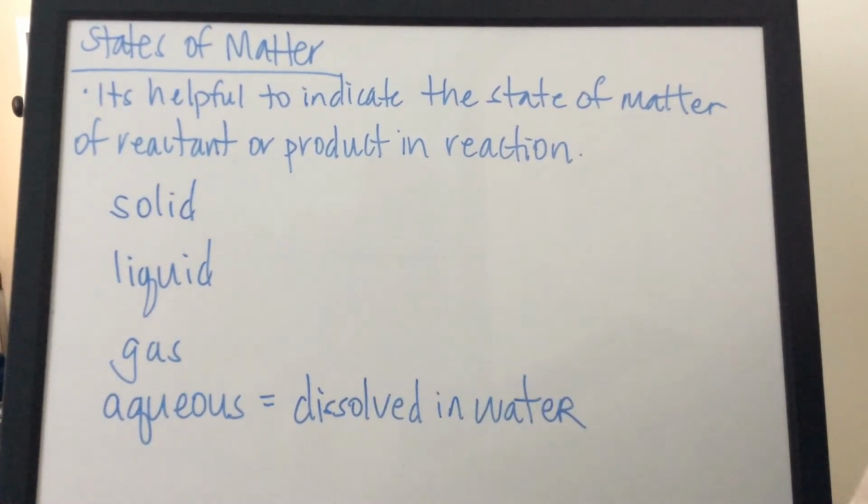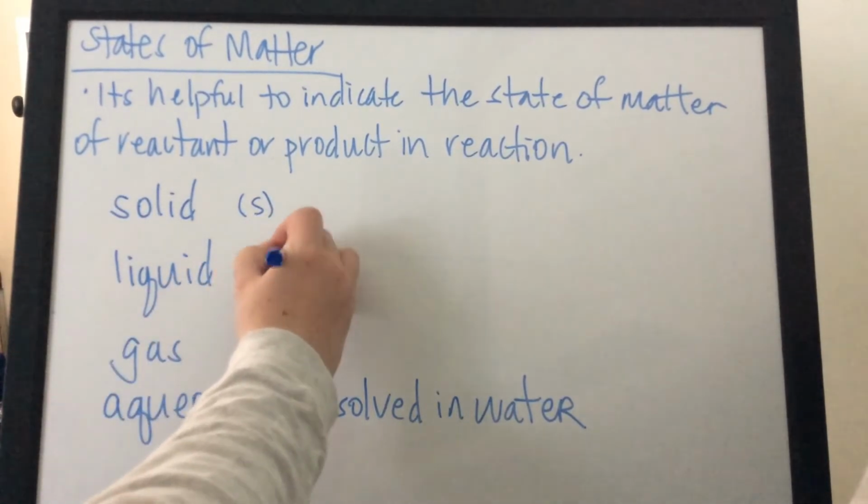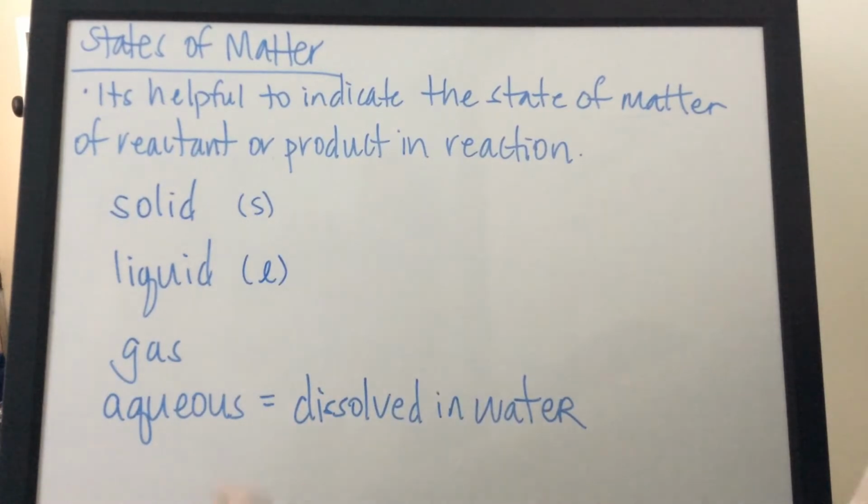Okay. So if something is a solid, it gets an S abbreviation, and I'll show you where this comes in in just a minute. If something is a liquid, it gets an L, like a cursive lowercase l. If something is a gas, it gets a G. And if something is aqueous, it gets an aq.